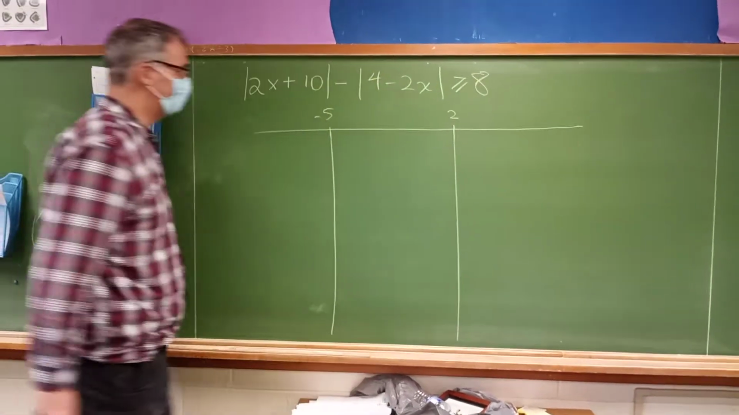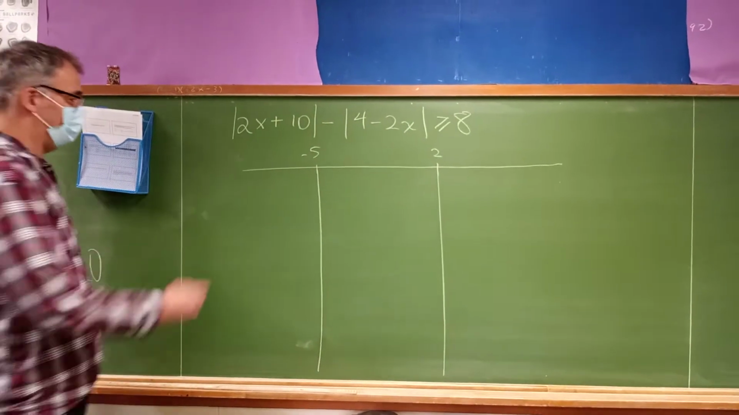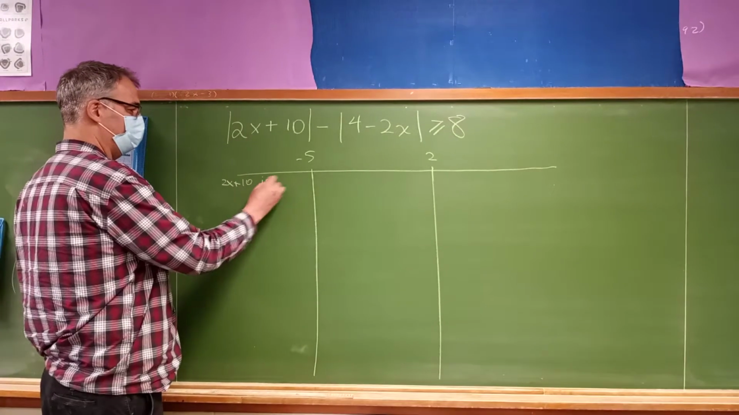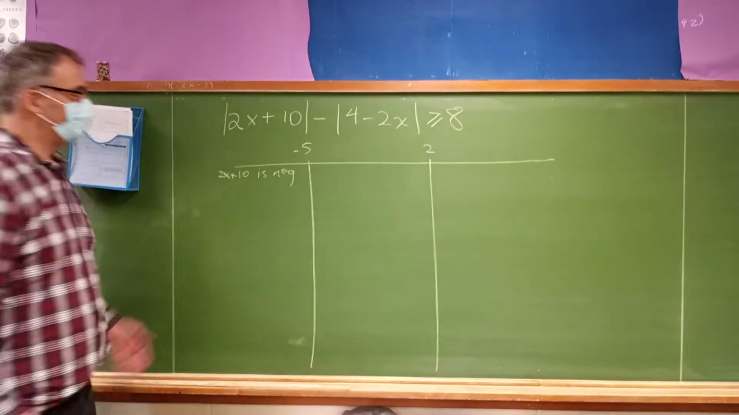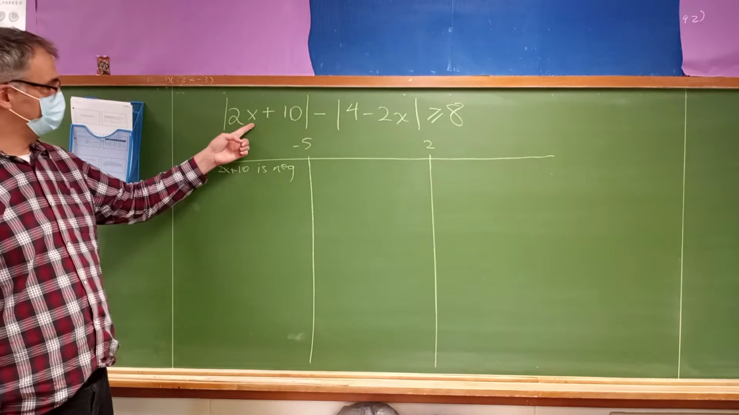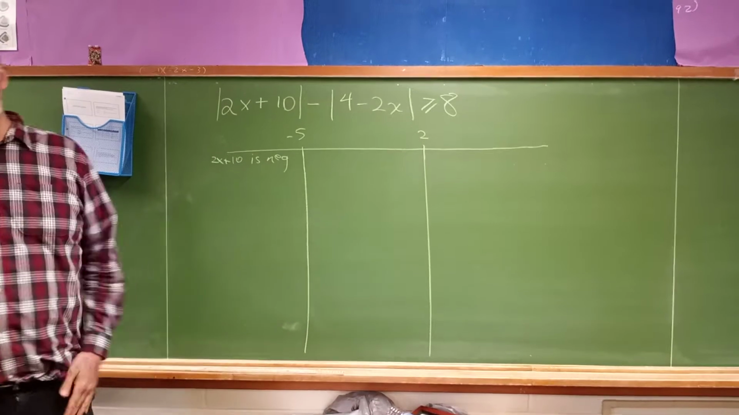Okay, now, to the left of -5, 2x plus 10 is negative. How do I know that? Pick any number to the left of -5. Let's say -6. 2 times -6 plus 10 is negative. So 2x plus 10 is negative.